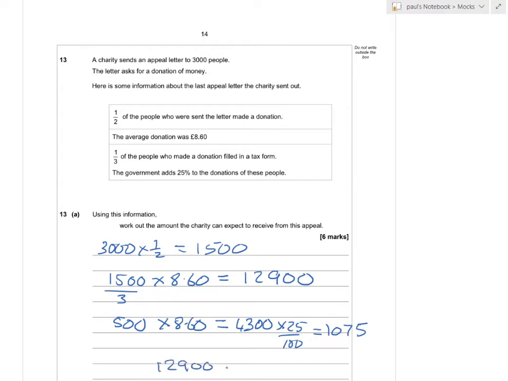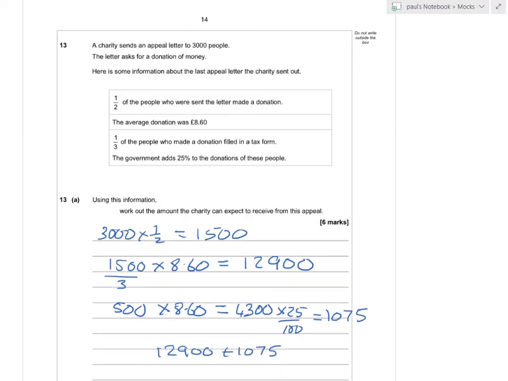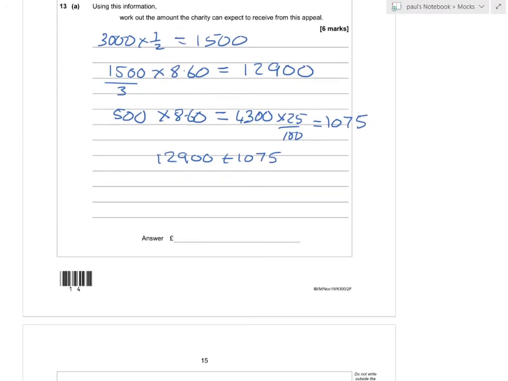So I reckon we've got 12900 plus 1075. 12900 plus 1075 is 13975. Is 13975.